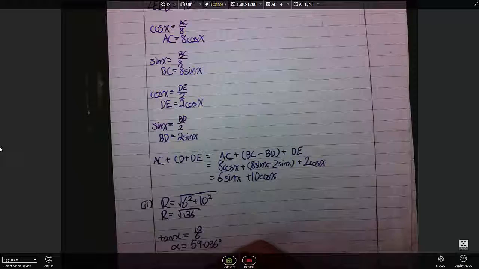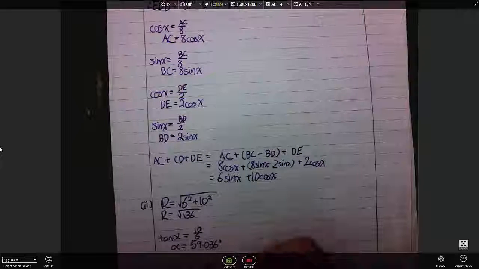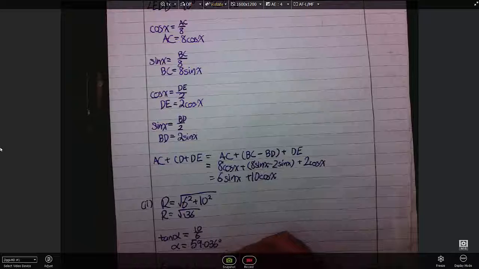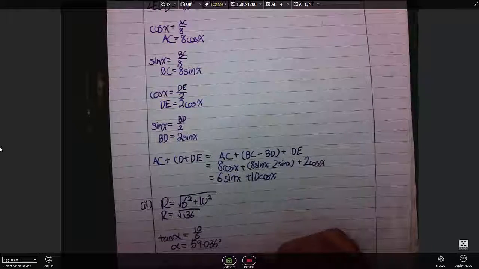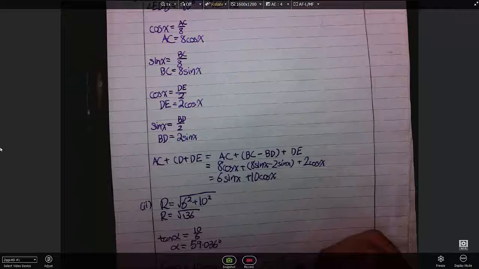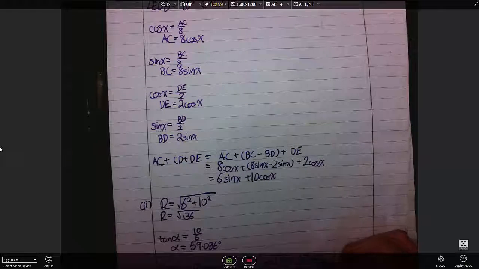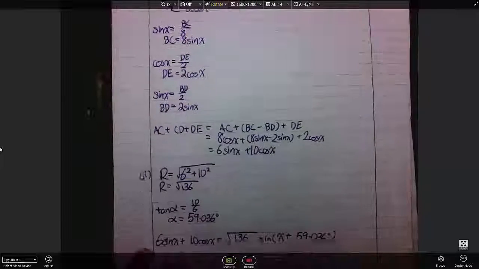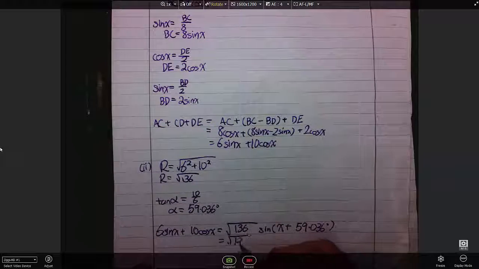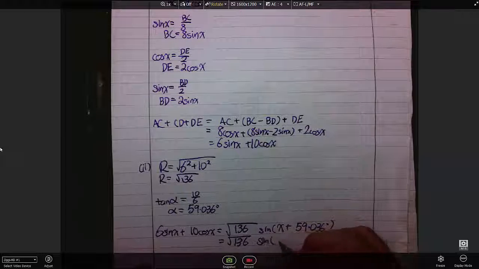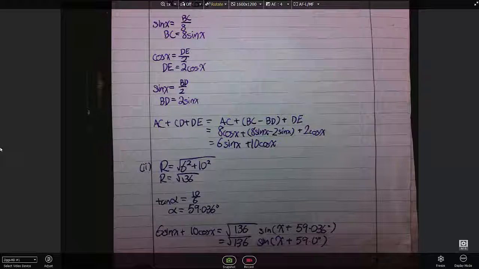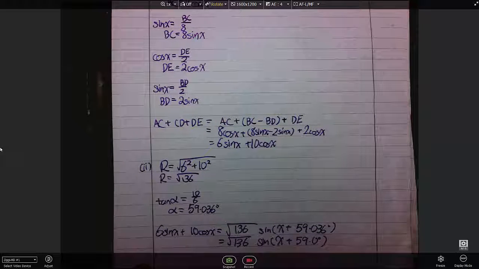So you express it in R formula form: 6 sine x plus 10 cosine x equals square root of 136 sine of x plus 59.036 degrees. Don't forget that for angles, your final answer must be expressed correct to 1 decimal place. So here it is 59.0 degrees. And we are done with part 2.